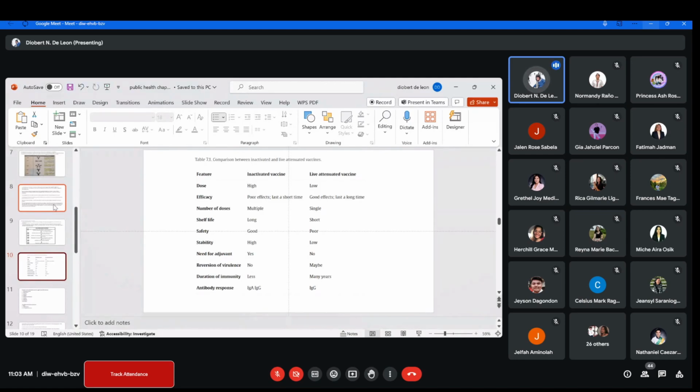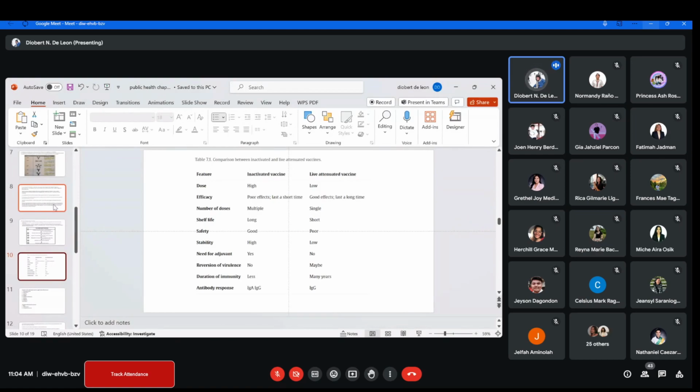We also have here the number of doses used. Sometimes, guys, for the first vaccination of inactivated vaccine, it doesn't activate yet. It is not yet a defense against the pathogen. The second vaccination is when the preparation starts. Then for the third vaccination, that is when it's called protection. For the live attenuated, a single dose only, and you are protected. Shelf life is long.